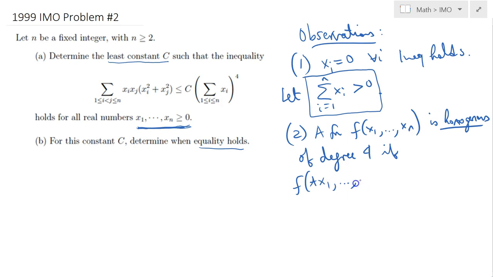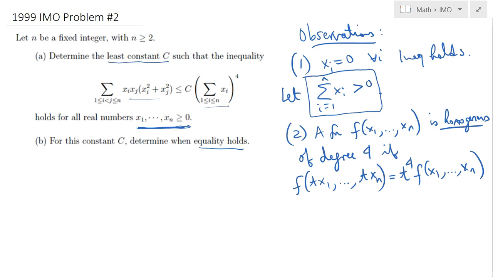f of tx1 through txn is equal to t to the power 4 times f of x1 through xn, right? Obviously, you can replace the 4 with any number there, and we will say that it's homogeneous of degree that number, whatever it is. But regardless, that's obviously true for both the left-hand side and the right-hand side expression in our situation.